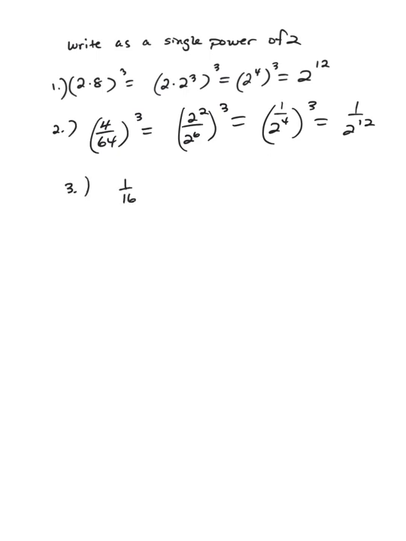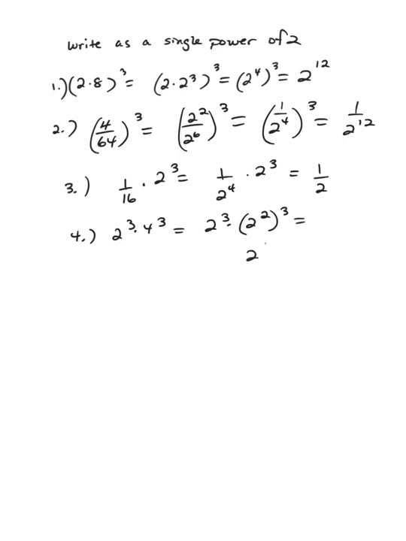All right, 1 over 16 times 2 to the 3rd. So I'm going to write that as 1 over 2 to the 4th. Cancel these, subtracting, and you just get 1 over 2. 2 to the 3rd times 4 to the 3rd. Well, 4 is 2 squared. So that's 2 squared to the 3rd. Well, isn't that 2 to the 6th? So then I just get 2 to the 9th. Add the 3 and the 6.